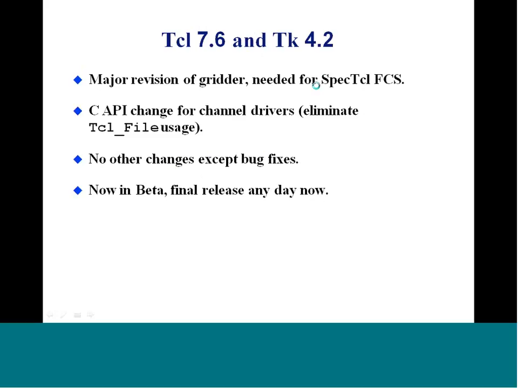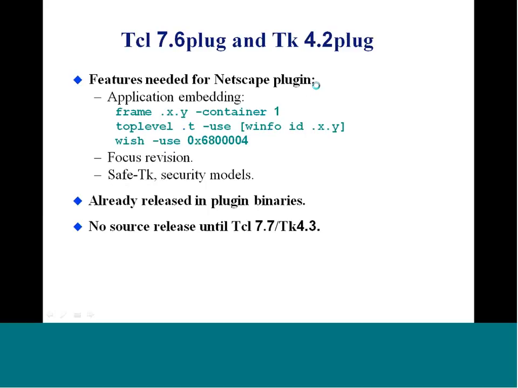Let's look at some of the releases and what went into them, and what is the latest and greatest release. Tcl 7.6 and TK 4.2 was originally there, and this one has a revision of the grid needed for SpecTcl, and a C API change for channel drivers. Actually the beta release already happened, so ignore that statement there. Then 7.6 plug and 4.2 plug have features needed for the Netscape plugin, and you can just use the plugin information. And safety is already released in plugin binaries. There is no source release until Tcl 7.7 and TK 4.3, which is also past now.